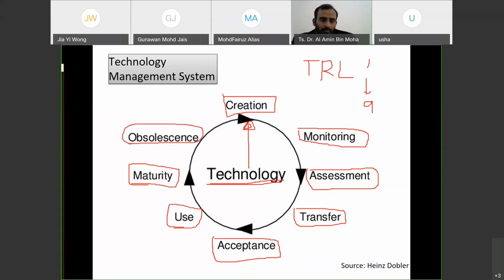Okay, and once it has declined, people need different technology. They need the technology that can fulfill the current situation, so the cycle starts again. Okay, so this is the cycle for the technology management system. So that's technology management, and this is the technology management system.